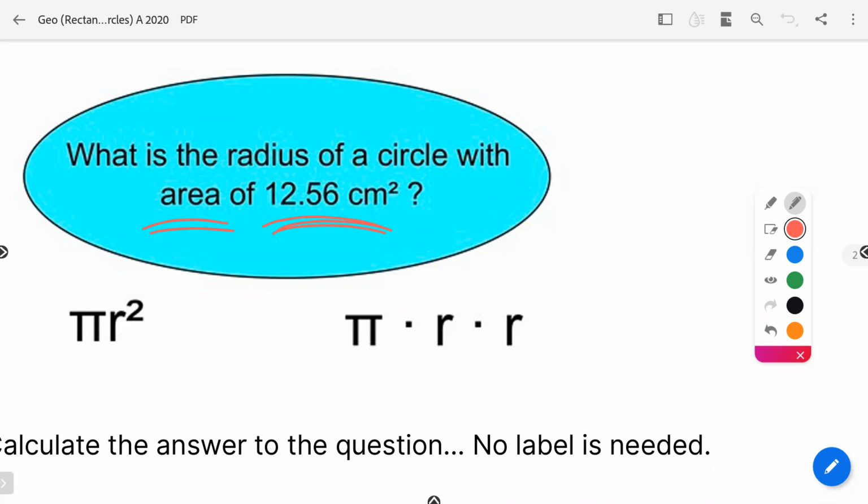Now, when they give you the area of a circle, the first thing you should be thinking about is how did they get the area in the first place? And that means the formula. What is the formula? What do we do? What do we multiply together to make 12.56?